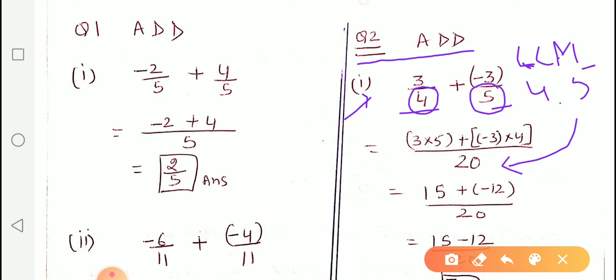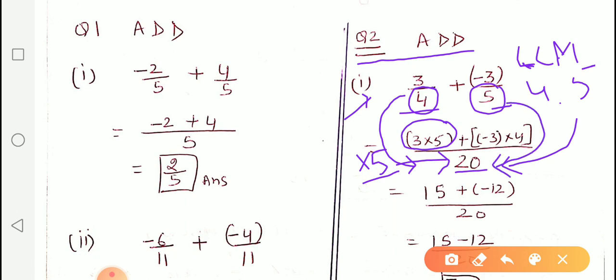And after that we have to write here the denominator as equal to the LCM. Now we will see by which number we should multiply 4 so that we can get 20. So we will multiply it by 5. And then next step is we will have to multiply numerator by the same number, that is 5. Similarly, here we have to see the 5 is multiplied by which number so that we can get 20, and that number is 4. Here we will multiply the numerator by 4.